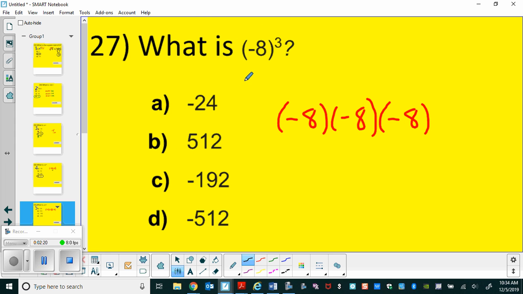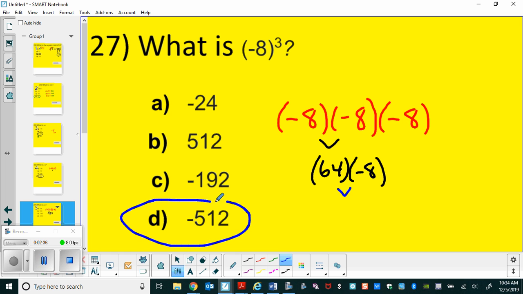And for the last one here, when you see a negative 8 cubed, that means to do negative 8 times negative 8 times negative 8. So this negative 8 times negative 8 is a positive 64, but then we still have times another negative 8. All right? So 64 times negative 8 is going to be D, negative 512.